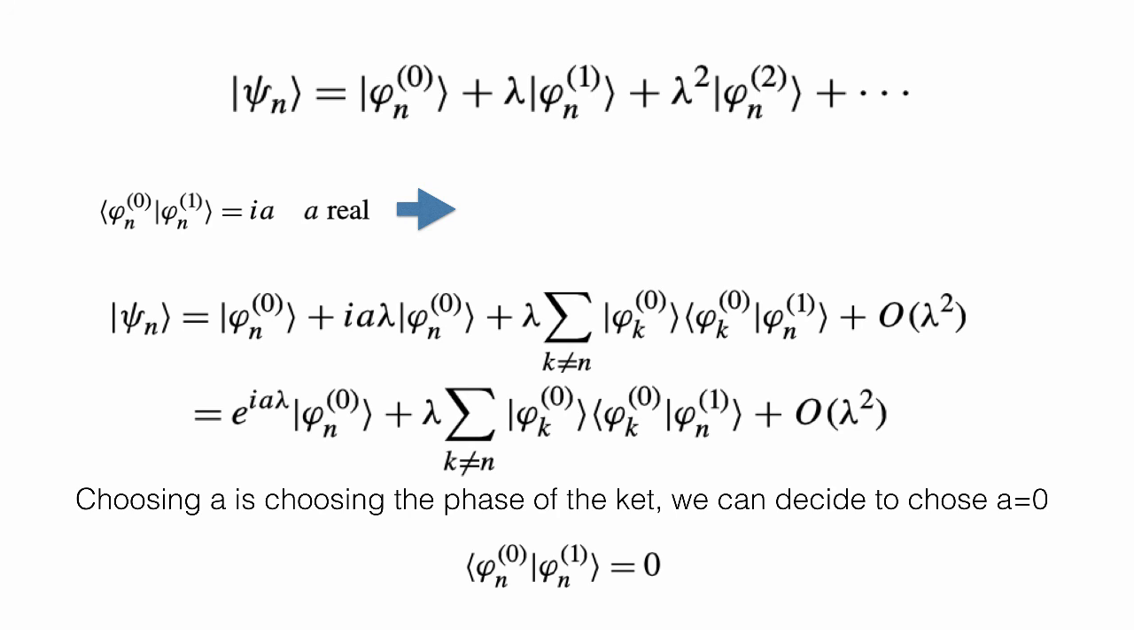Another way to look at it is simply to say that the portion of the full ket that is projected on phi n0 has already been taken care of at the 0th order. Therefore, we don't further correct that particular state. That's the reason why A equals 0. That's another way to look at it.